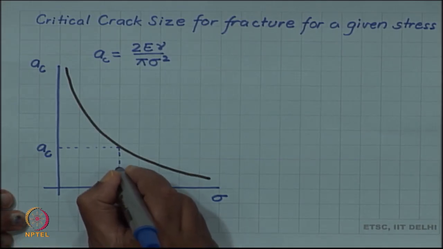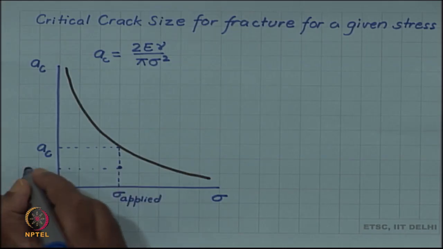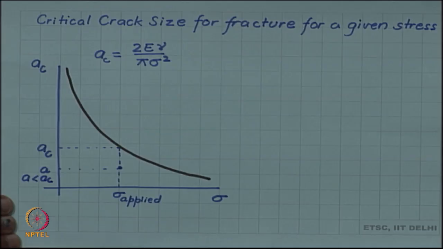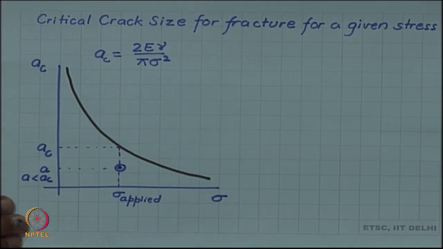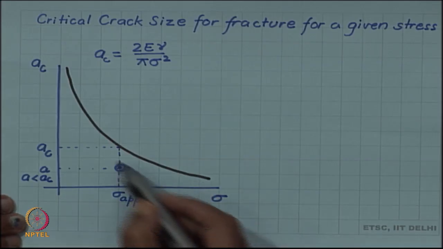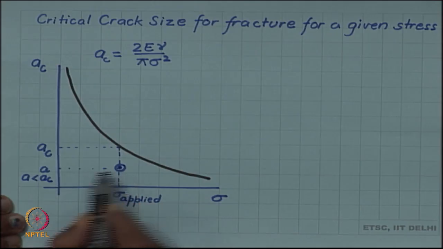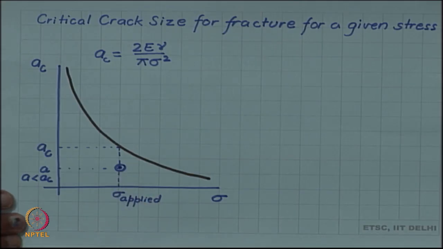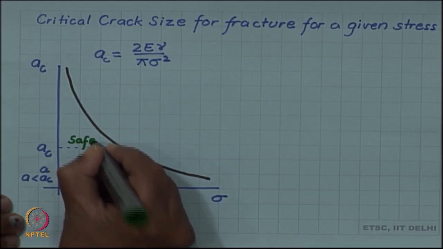So, if the actual crack size is, let us say, this, then A is less than A c, and we have already seen that such cracks will not propagate for this applied stress. So, this will be the case everywhere below the curve. If you have a point below this curve, the crack of that length will not be growing in size for the corresponding applied stress. So, this region below this curve is a safe region.